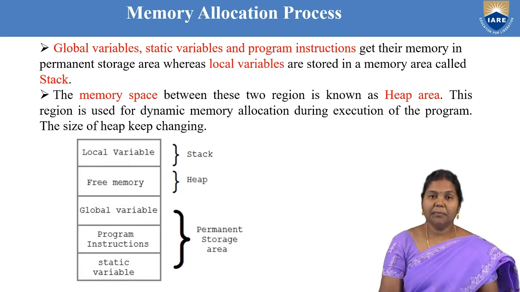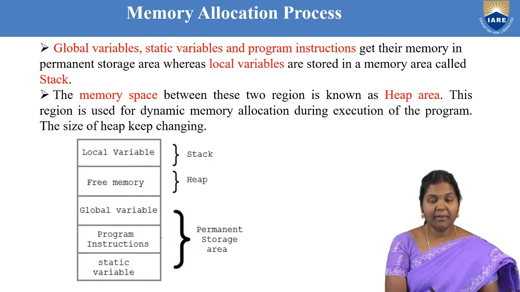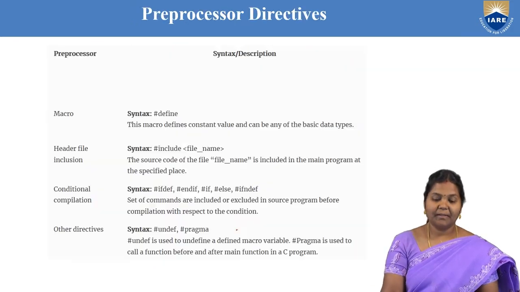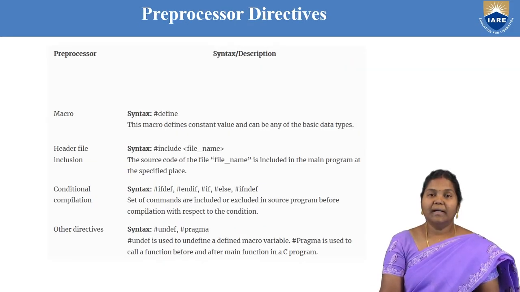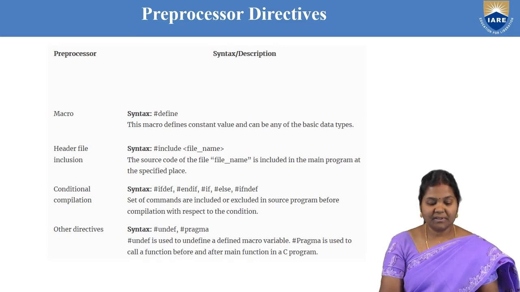If you look at the memory division, the global variables, program instructions, and static variables are stored in the permanent storage area, whereas the local variables are given memory space from the stack area. In between, there is a region called the heap area. This region is normally used for dynamic memory allocation during the execution of the program. Now, let us discuss the preprocessor directives.